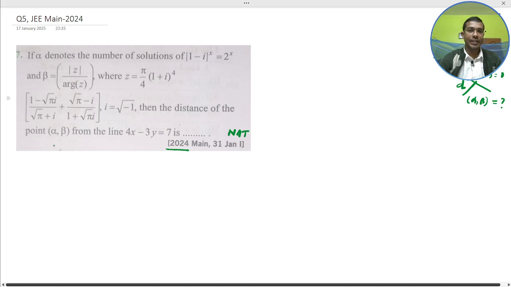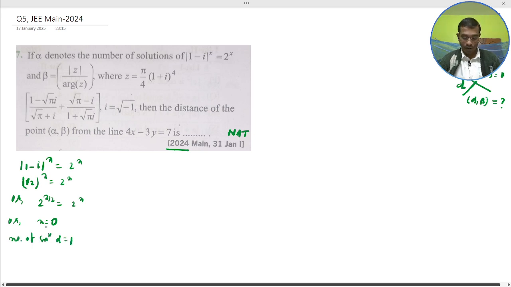So here the equation given: the modulus of (1 minus i) to the power x equal to 2 to the power x. This is the equation. So this would be what? Root 2 to the power x equal to 2 to the power x, or 2 to the power x by 2 would be what? 2 to the power x, so x would be 0. So number of solutions alpha equal to 1, x equal to 0 means alpha equal to 1, number of solution. This is the trick.